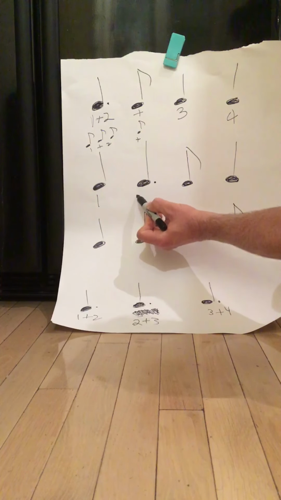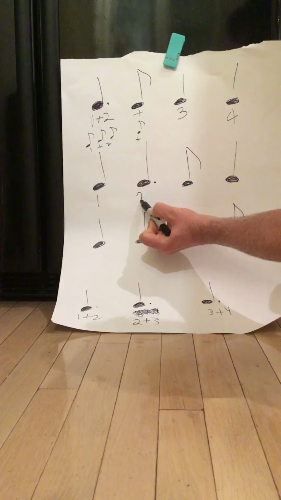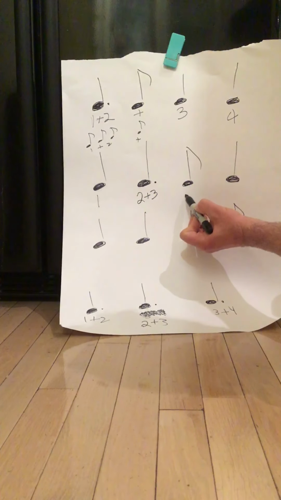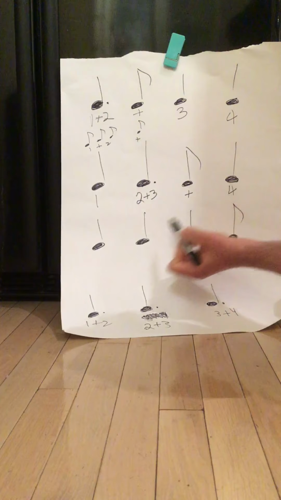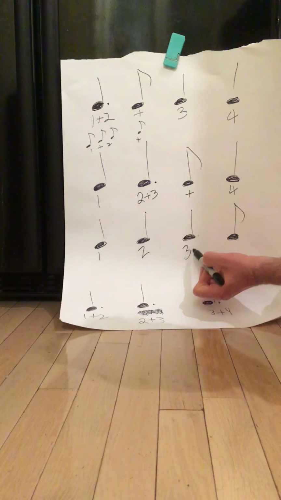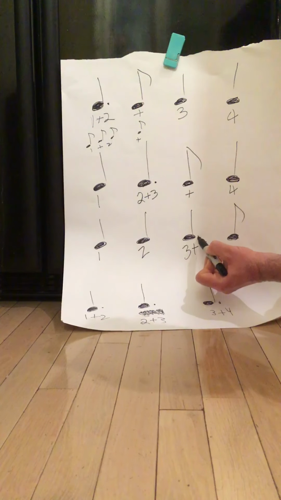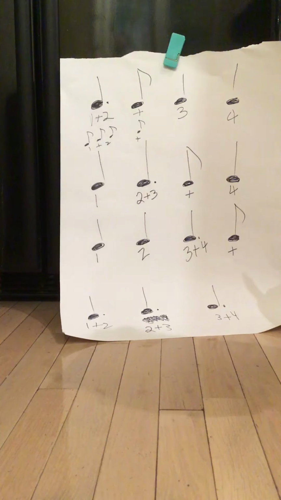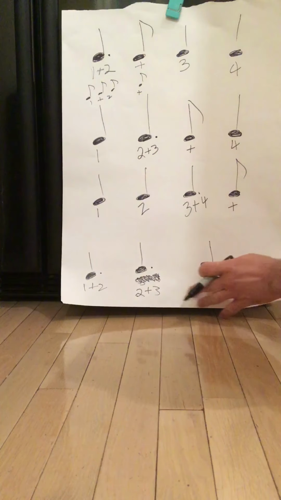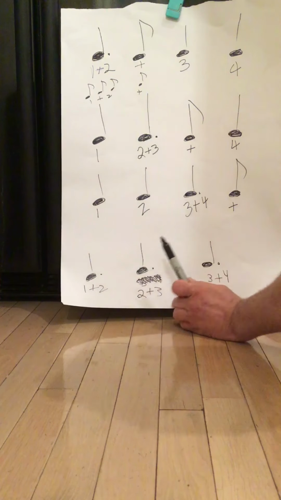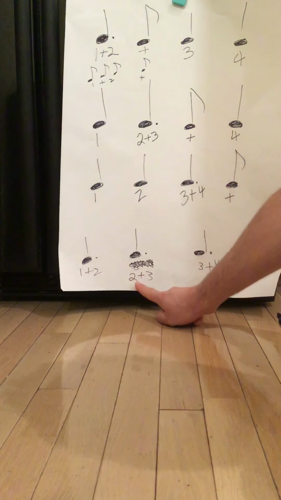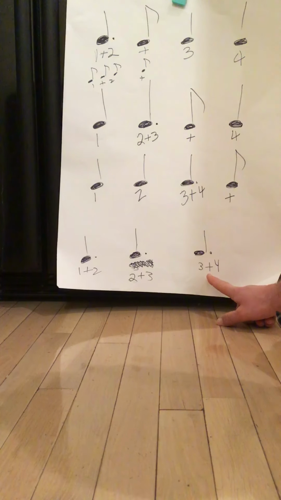This is 1. This is 2 and 3. This is "and," and this is 4. And finally, this is 1, 2, 3, and 4, and. Okay, so again, when you see dotted quarter notes, there's usually three options for counting them. It's either going to be 1 and 2, 2 and 3, or 3 and 4, just like we have here.